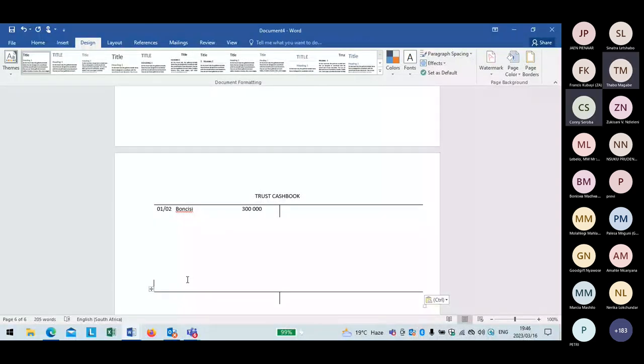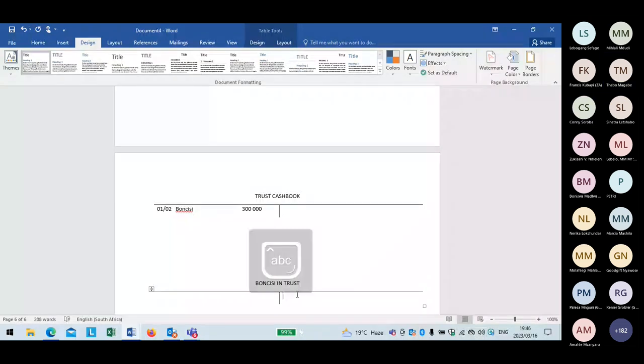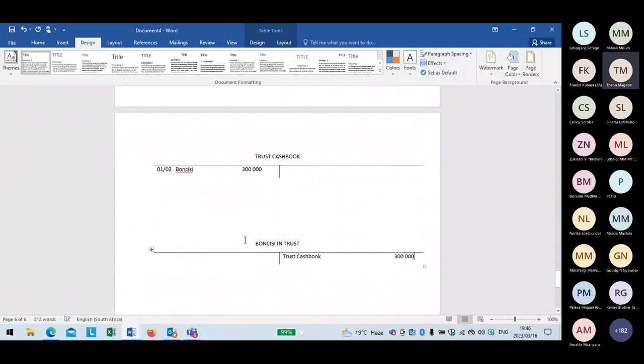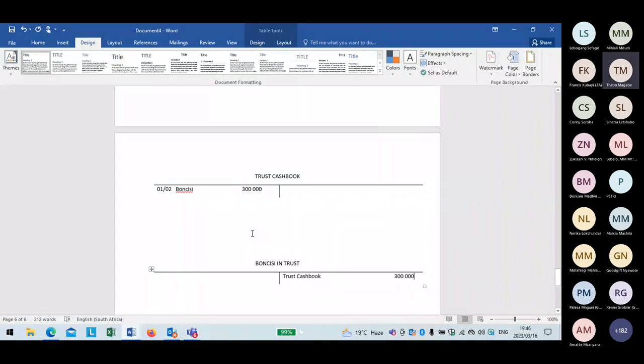Bontis in trust. We post him on the ledger. We open an account for Bontis in trust. Debit or credit? Credit. Narration: trust cash book. How much? 300,000.